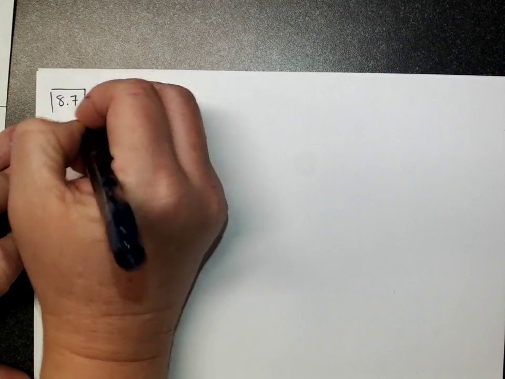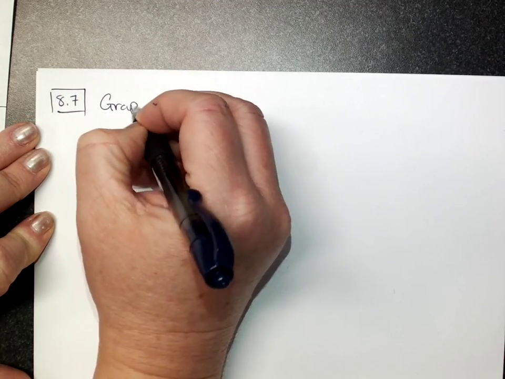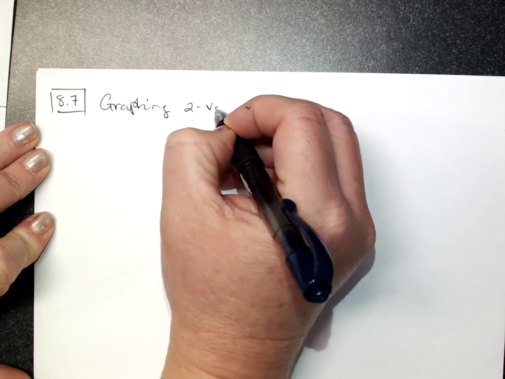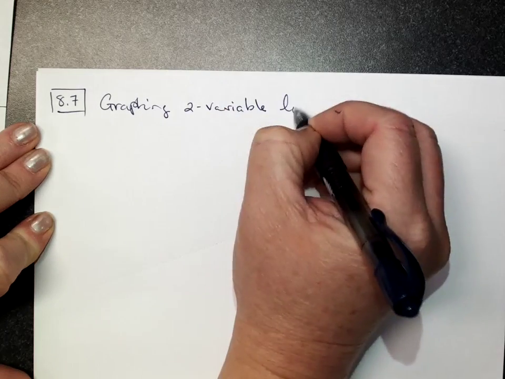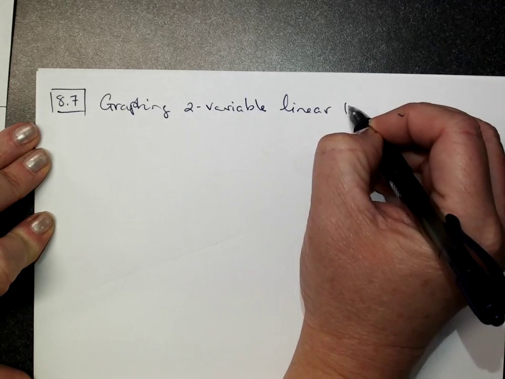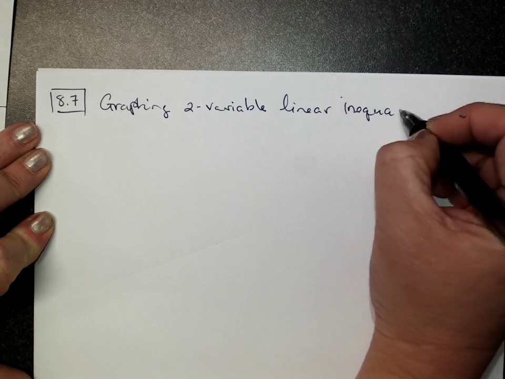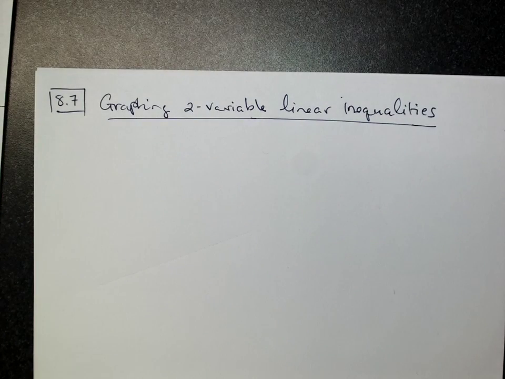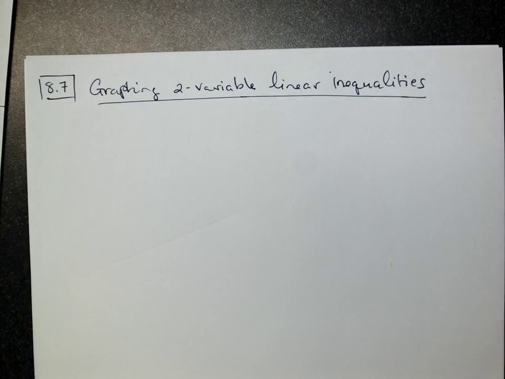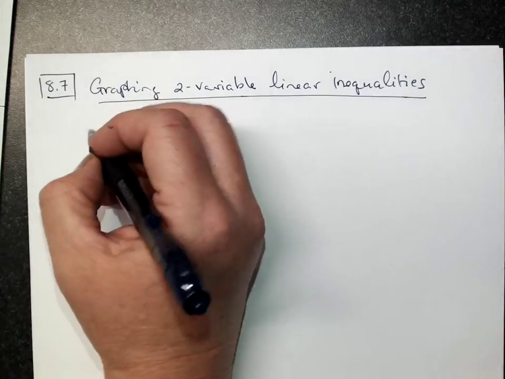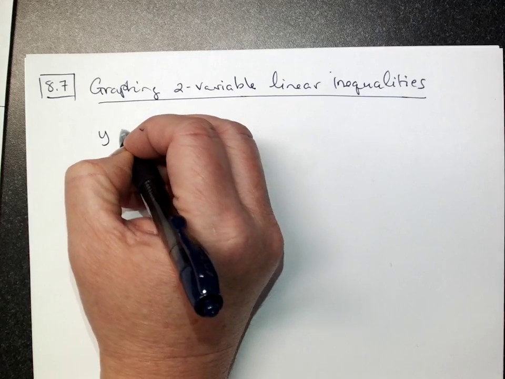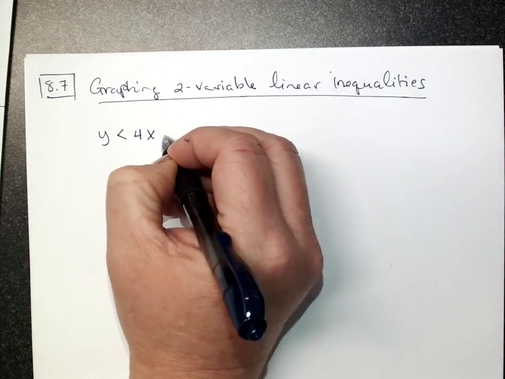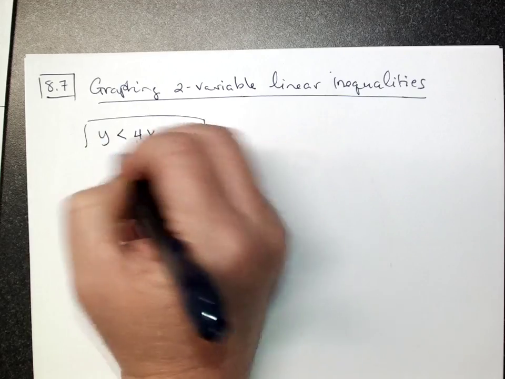So we're going to come back to the graph paper in a second. Let's talk about this. It's in 8.7, so we're going back to the end of chapter 8, and this is graphing two-variable linear inequalities. So instead of graphing equations, it's graphing the inequalities. Okay. As an example, and to walk through what the steps are, let's do y is less than 4x plus 3.